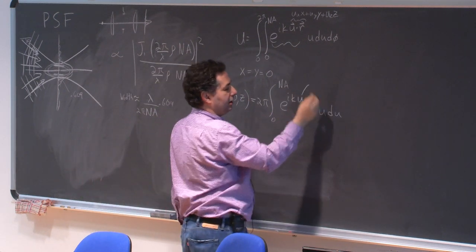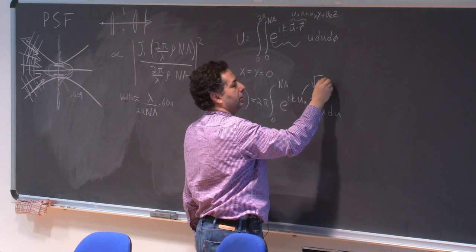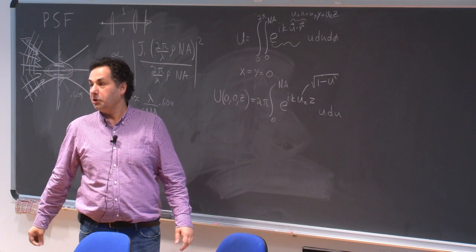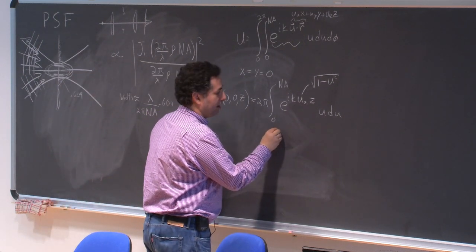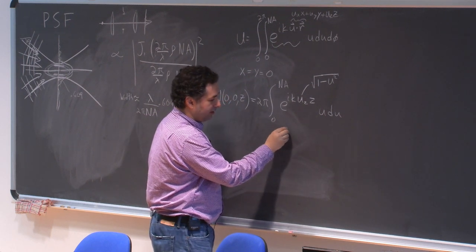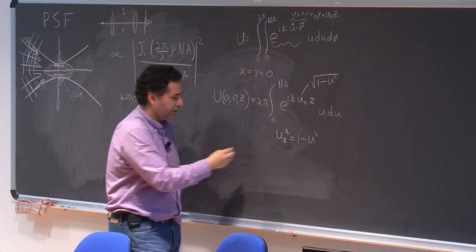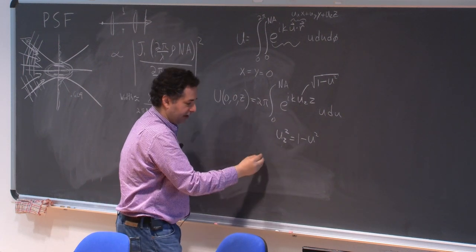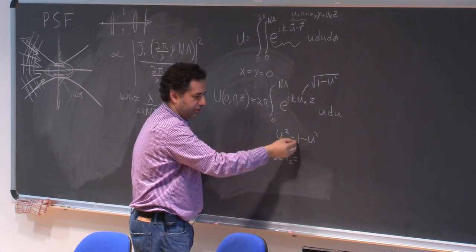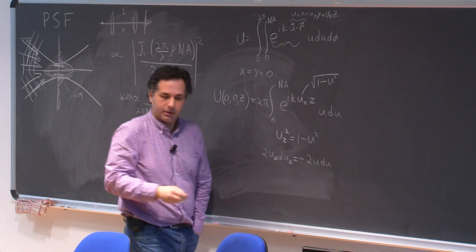And remember, uz related to this u is square root of 1 minus u squared, because this is the radial thing. So I'm going to change variables. If I say uz squared, let me do it this way, uz squared is equal to 1 minus u squared. So if I take the derivative of this, I have 2 uz duz is equal to the derivative of 1, that's 0, minus 2u du. Can cancel the 2s.